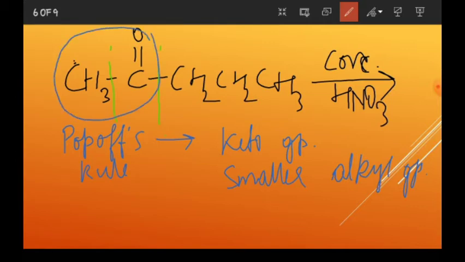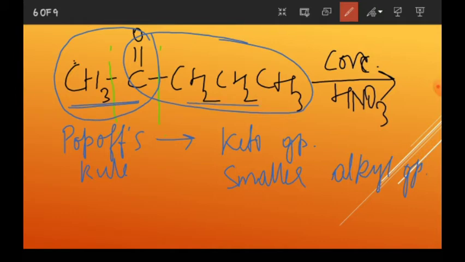Now see, the compound we were discussing can be this, and this can be the condition if I take this. Now, which one is the smaller alkyl group? This is the smaller alkyl group and this one is the larger. So, the bond will break from here.